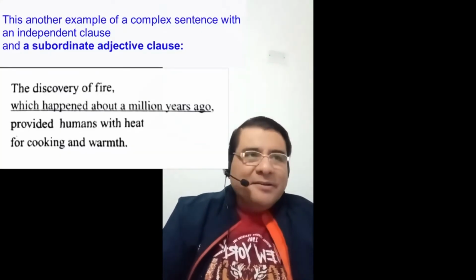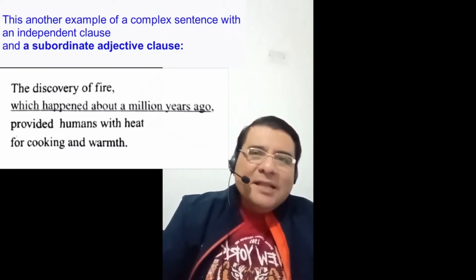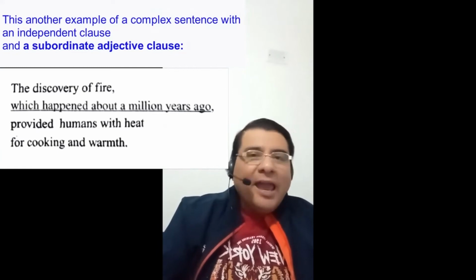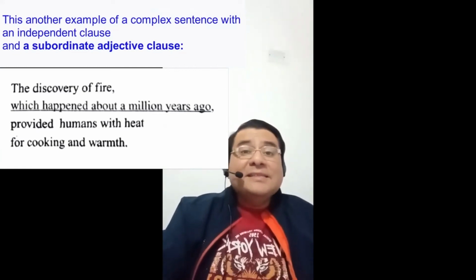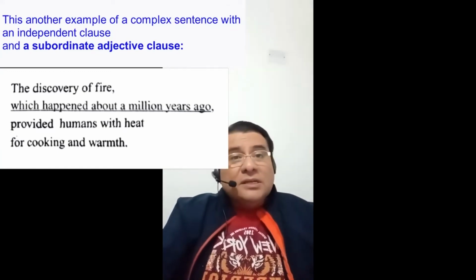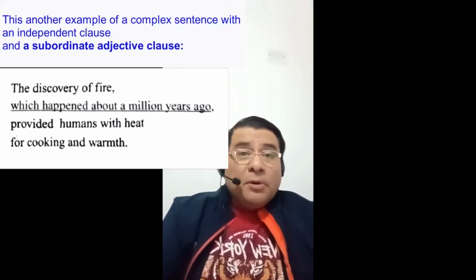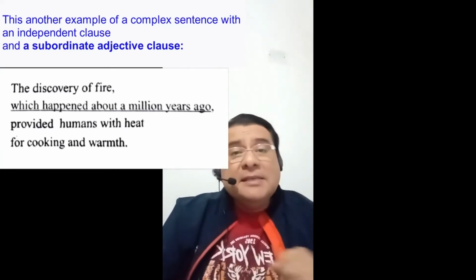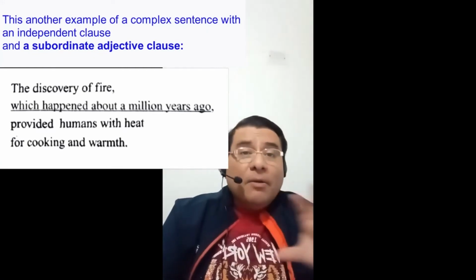Let's see another example. The discovery of fire, which happened about 1 million years ago, provided humans with heat for cooking and warmth. Yeah, this is quite a long sentence, but you can see that there is a main clause saying basically the discovery of fire, that is our subject, provided humans. Provided is a conjugated verb, and that's it, our main clause.